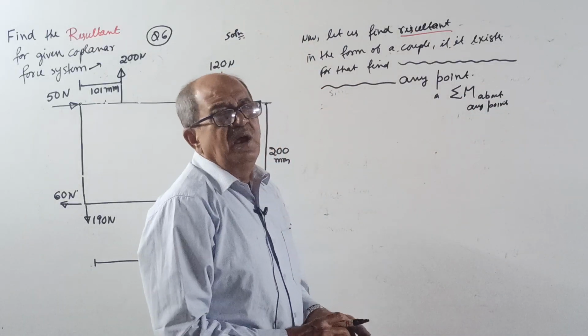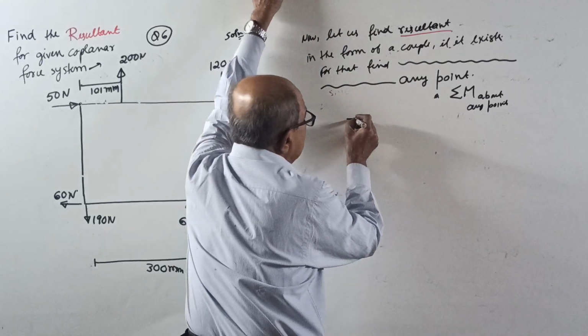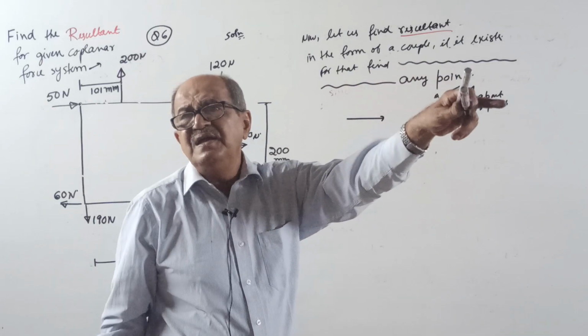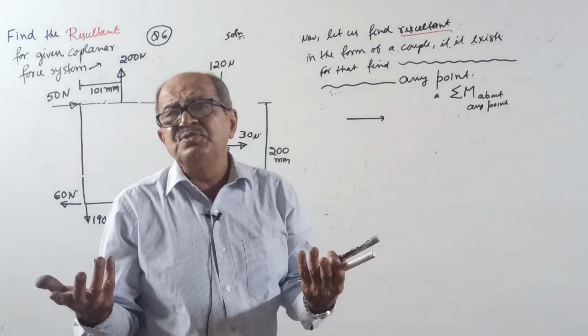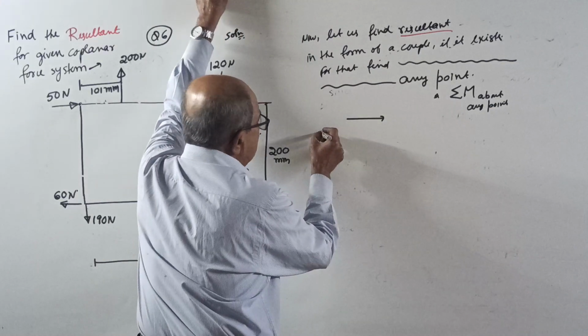Whichever point you consider, the moment will come the same. If a resultant moment comes, then that is the resultant in the form of a couple, like the last question. If that also is not there, then there is no resultant.